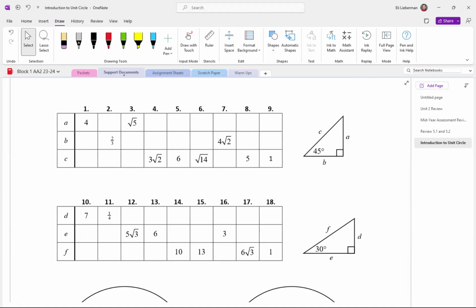Okay, so number 1, does it make sense? Numbers 1 through 9 refer to a 45-45-90 triangle. So if we know that A is 4, do we know B? It's also 4, and C? 4 root 2. And that's what you're doing. We're going to fill these out as quickly and efficiently as possible.